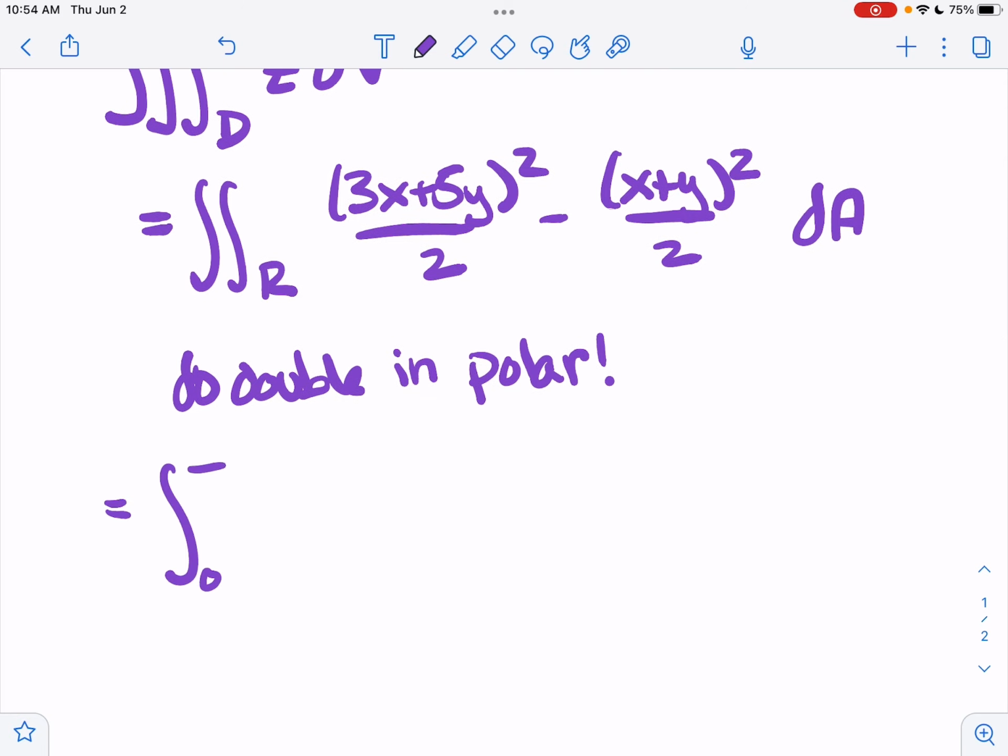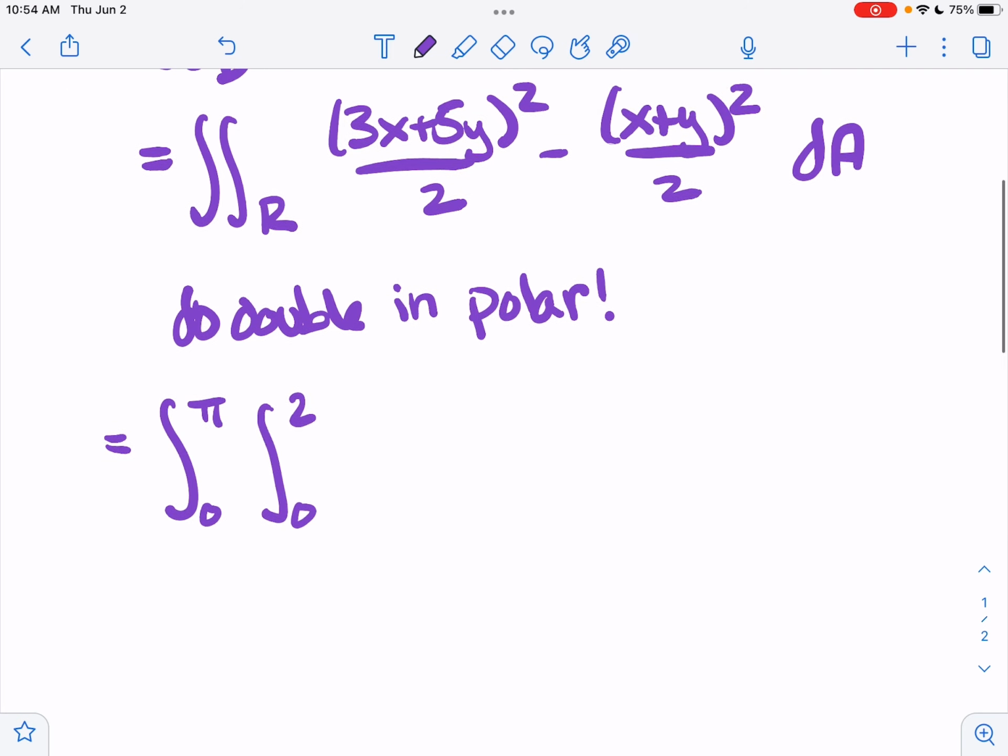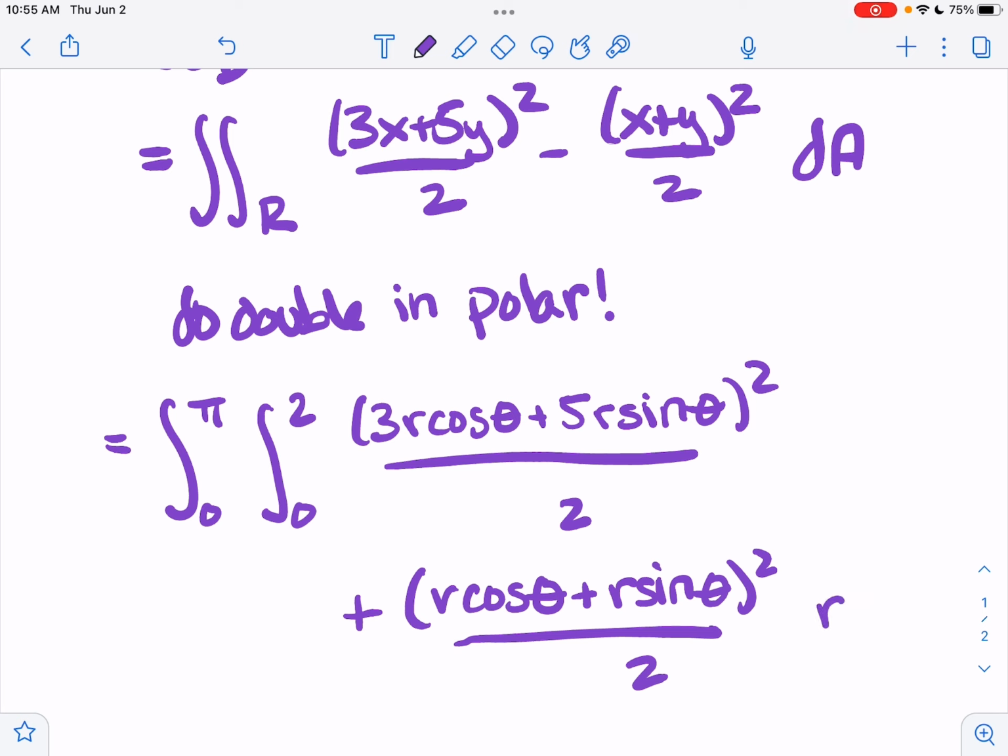We have an integral from 0 to pi. Theta goes from 0 to 180 degrees. The radius goes from 0 to 2, and it's the same radius everywhere throughout, right? If we're here, here, here, it's the same radius from 0 to 2, so those are constant endpoints of integration. And then we have 3 times r cosine theta plus 5r sine theta, squared over 2, plus r cosine theta plus r sine theta, squared over 2, and then we have the r dr d theta.